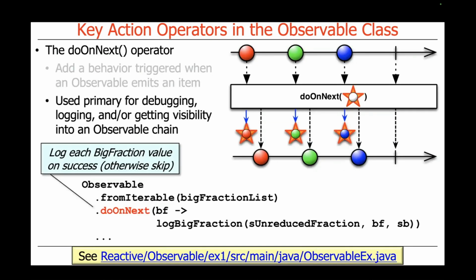Here's a very simple example where we're going to have a stream that takes a list and turns it into an Observable, and then we're going to go ahead and log each of the elements in the stream. If everything succeeds, of course. If something goes wrong and an exception is thrown, doOnNext will be skipped altogether, but otherwise it'll log the results.